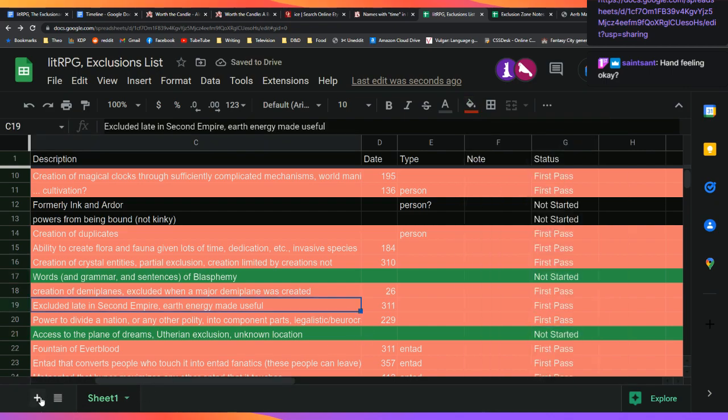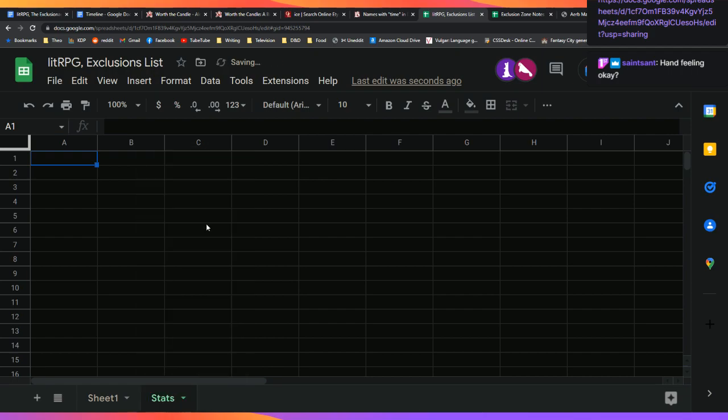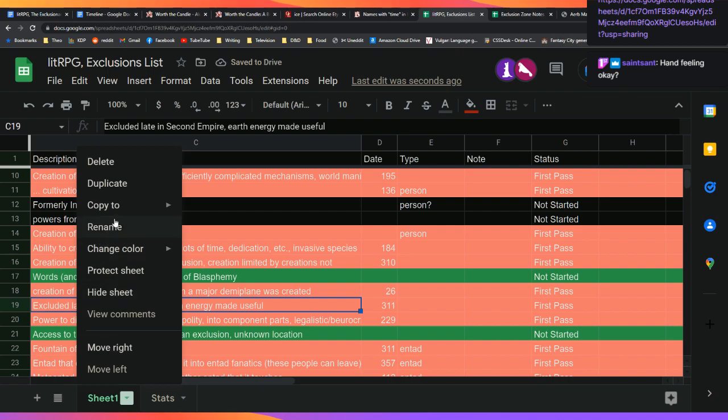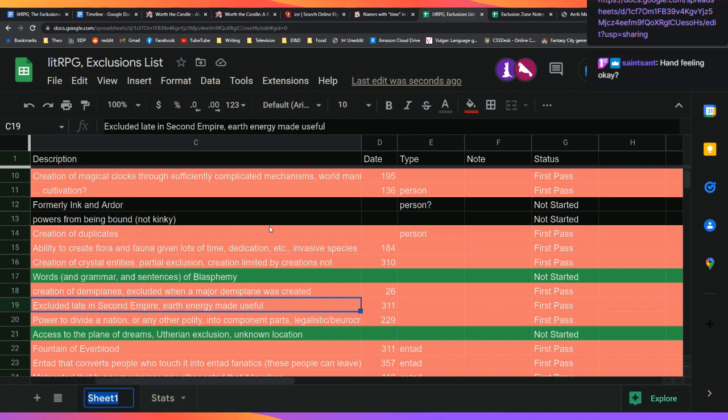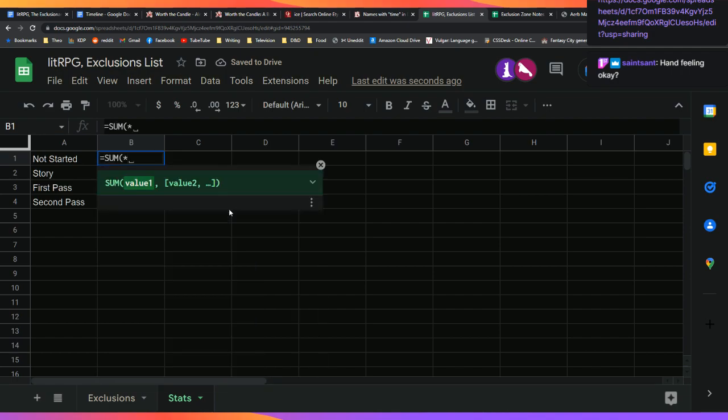And then I'm just gonna make a sheet 2. Rename this to stats. Rename this to exclusions. So we want not started, we want first pass, we want second pass, we want story. And then these can go down, up. So yeah, equals sum.